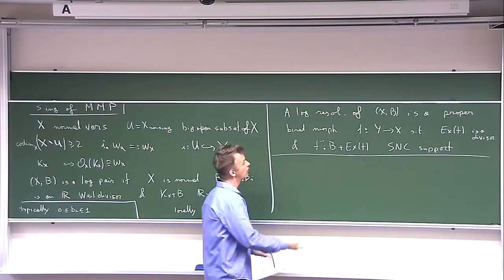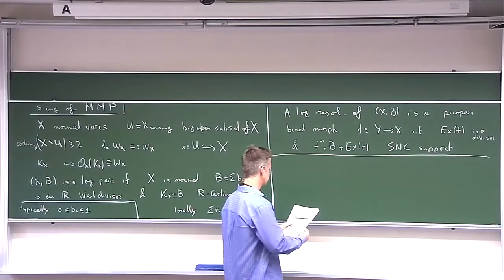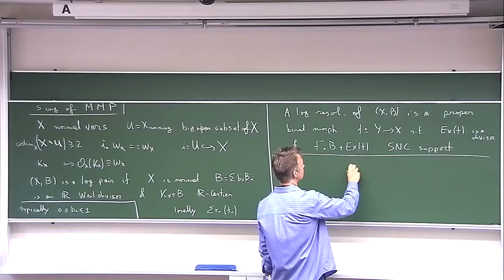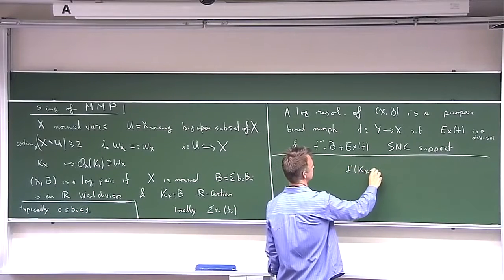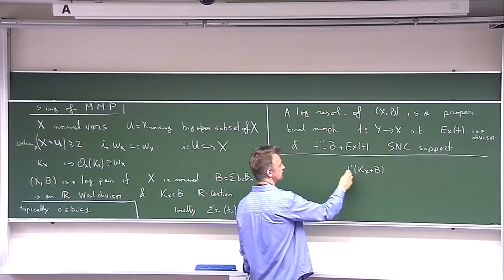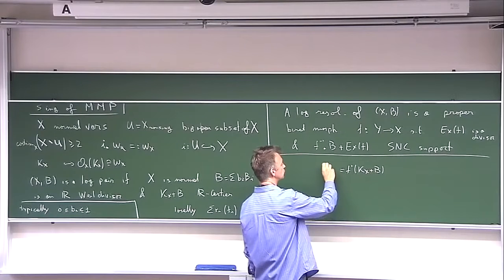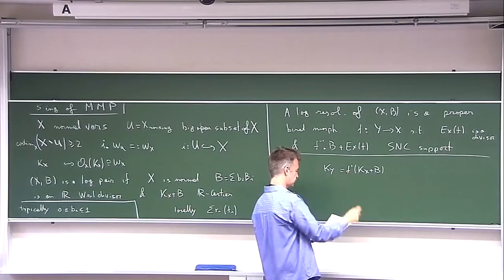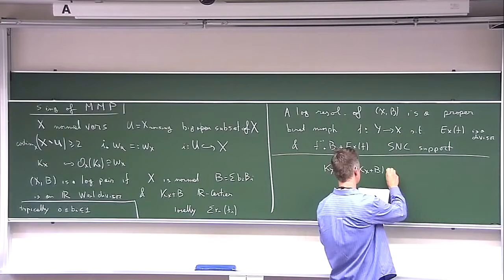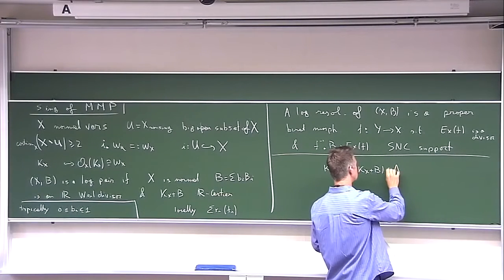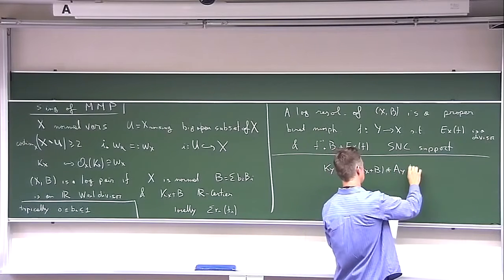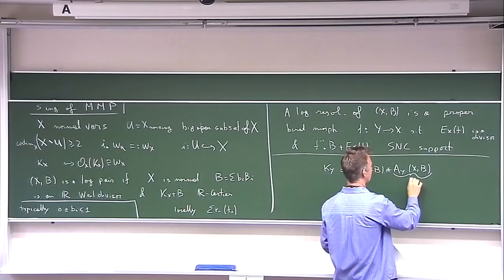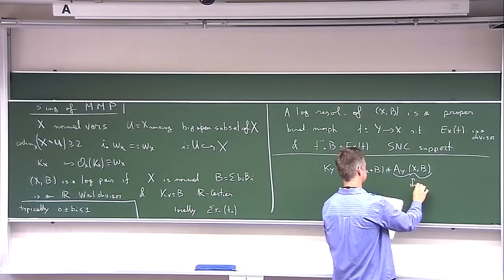Okay, so once you have a log resolution like this, the natural thing to do is to compare the pullback of K_X plus B. So this is a Q-Cartier divisor. Pulling it back makes sense. You want to compare it to K_Y. And so the difference between these two objects is typically written as plus A_Y(X,B), where this guy here is known as the discrepancy.